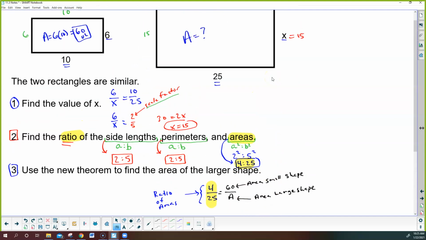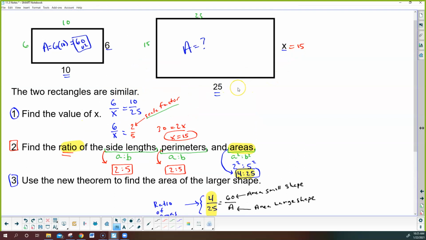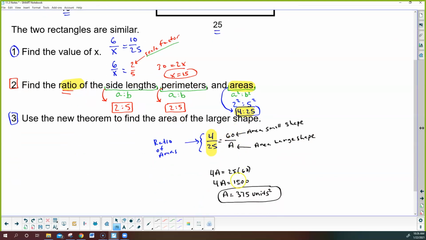Well, let's just do a quick check. Does 15 times 25 give me 375? 25 times 15 is equal to 375. So this confirms that using the ratio of the areas also works. Okay. Now, if you're thinking, well, I don't need to know this because I'll just do it the long way every time, then I'll say, what about a problem like this next one?